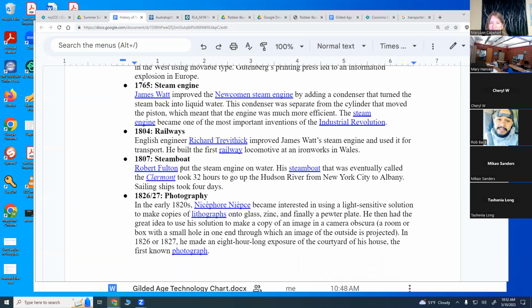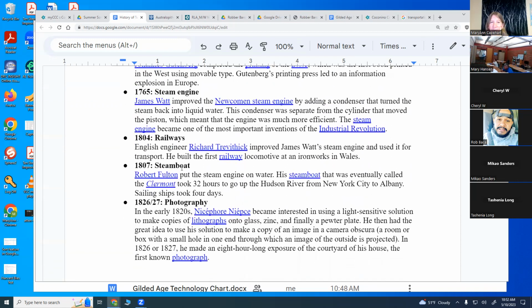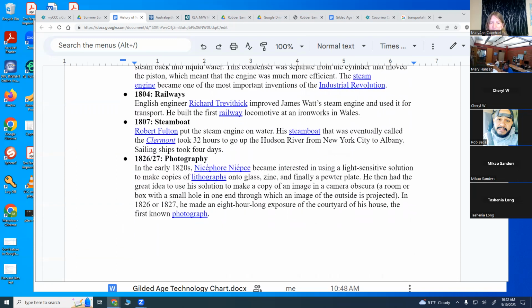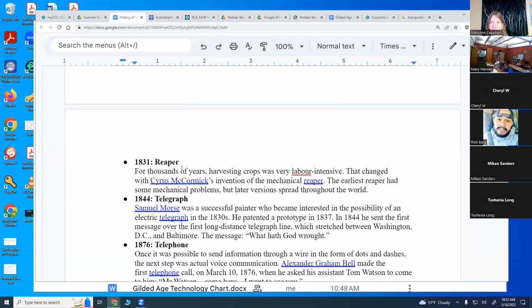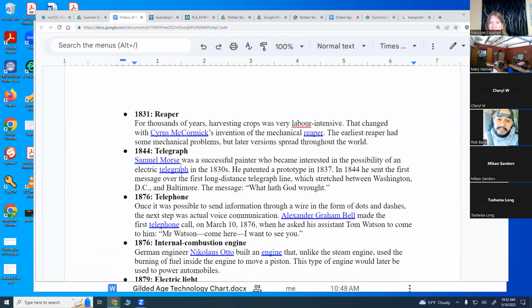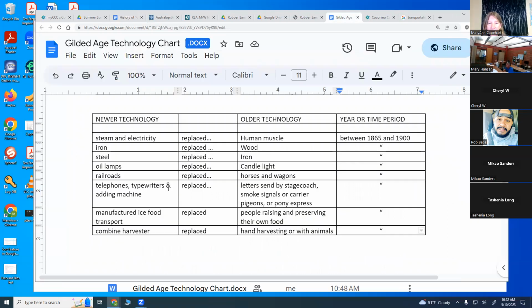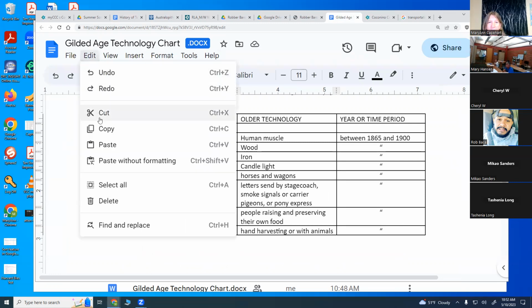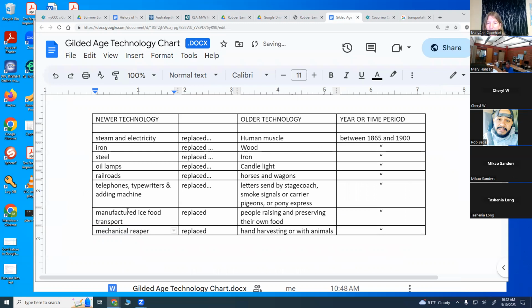Steamboat. Photography. So now we're getting into the same era. Reaper. Mechanical reaper. Let's do that instead of calling it a combine, because combine might have been a little bit more modern term. Reaper.